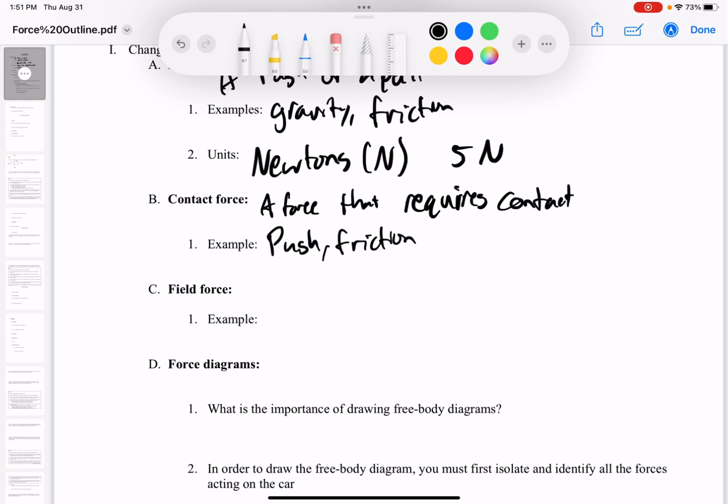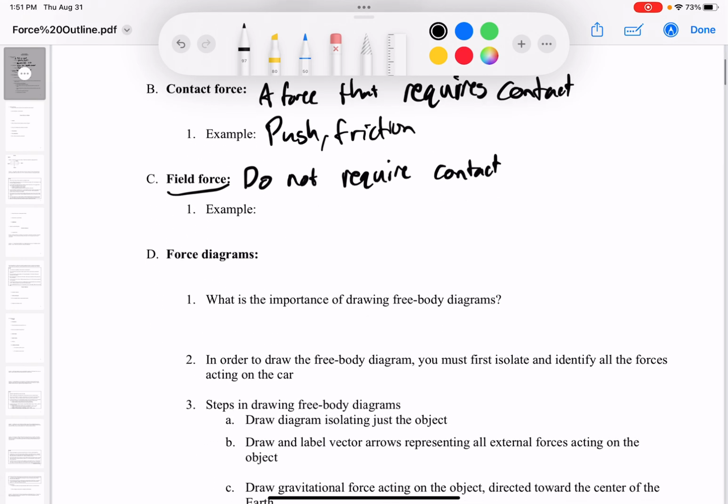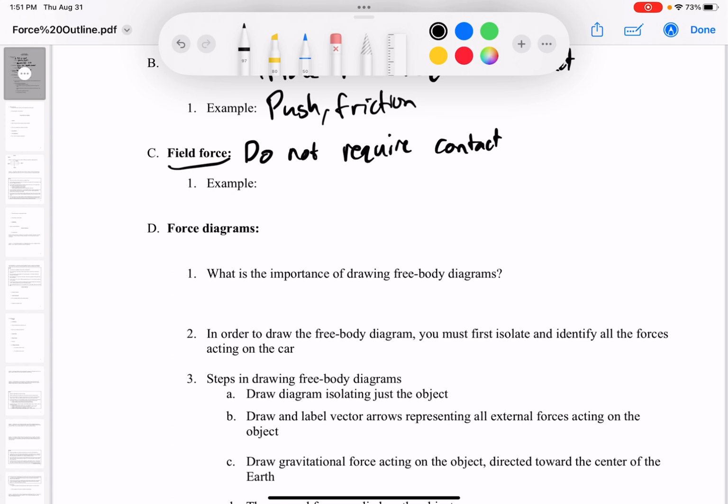Okay. Now, unlike contact forces, field forces do not require contact. Okay, so they don't require contact. They are just set up so that if 2 objects are maybe near each other or even far away, that force applies. The maybe most obvious example would be gravity, right? Think about that. If you jump, gravity still pulls on you, right? If you stop touching the earth, gravity doesn't stop pulling on you, right? Even in space, gravity is still pulling on you a little bit, okay?